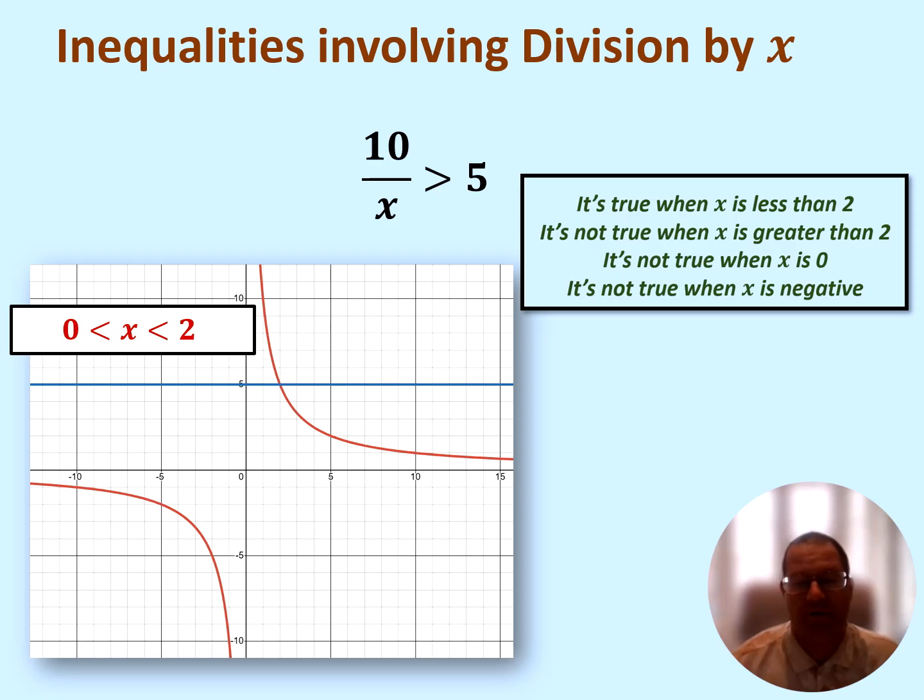And we can see that from the graph. The 10 over x is given by the red line, 5 is given by the blue line, and if we want 10 over x to be greater than 5, we want the red line to be higher up the y-axis than the blue line. And that is only true between 0 and where the lines meet.